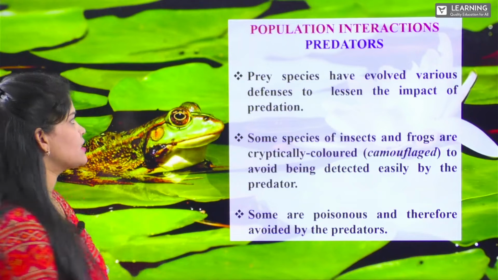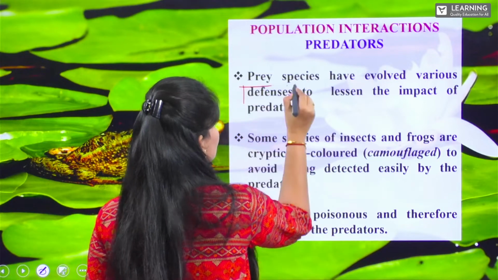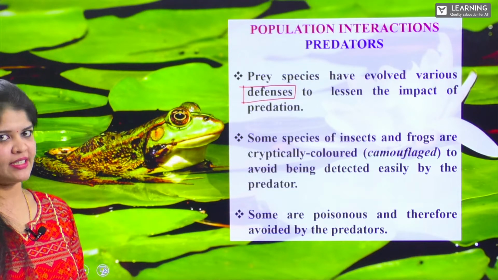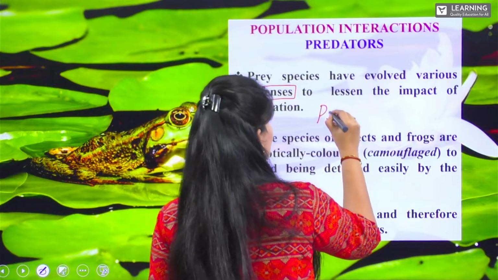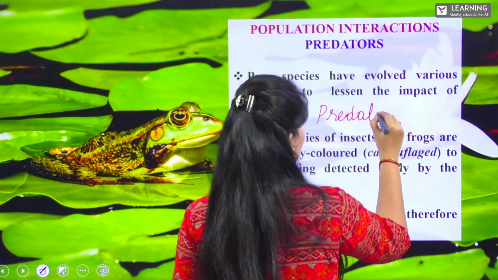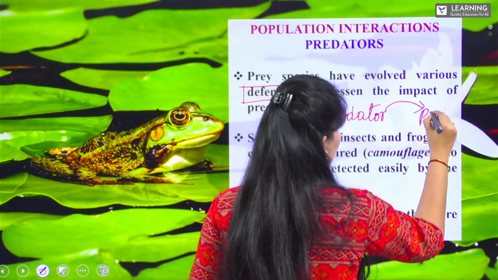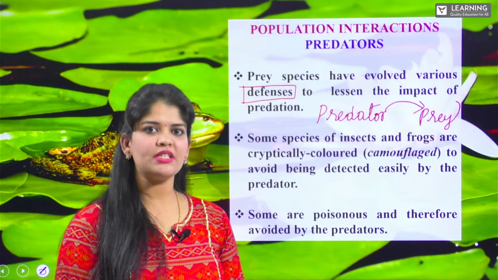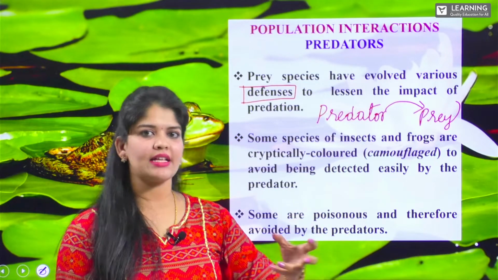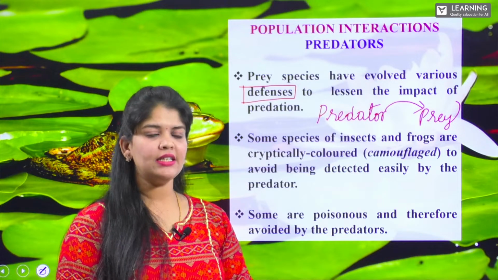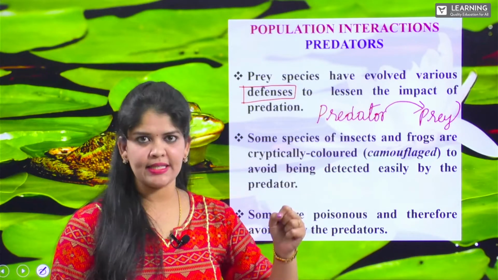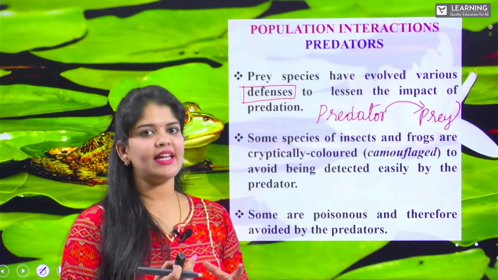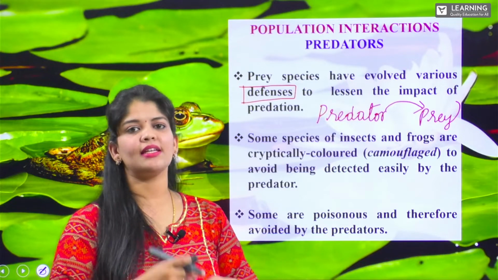So now, prey species have evolved various defenses in order to protect themselves from predators, in order to lessen the impact of the predators. We know that predators prey on, that means they hunt, they eat, they take the prey as their food. For that, prey also have evolved some mechanisms, and incorporated some special mechanisms such that they can escape from the predator or lessen the impact of the predator.